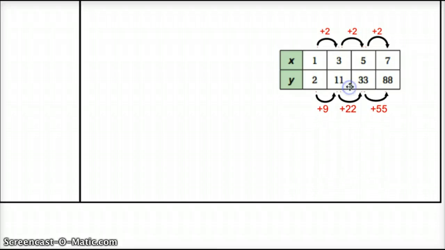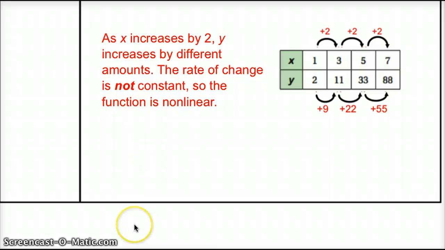So the rate of change is not constant here. So we can say, write this down, as x increases by 2, y increases by different amounts. The rate of change is not constant, so the function is non-linear. So we checked the rate of change for our x values, we checked the rate of change for our y values, and we saw that our y values did not have a constant rate of change, so therefore the function is nonlinear. Now let's take a look at graphs.